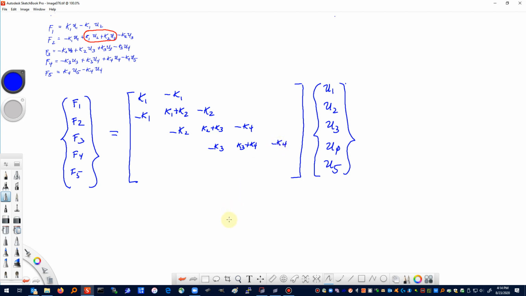Then we get to the end. For F5, it's only got a 4 and a 5. It's got a minus K4, and we have a plus K4 in this position. It's not added anything because it's on the end. All the rest of these things are 0, okay, because there's no U5 term in the F1 equation. So I'm not going to write it down. This is called a global stiffness matrix for the structure.